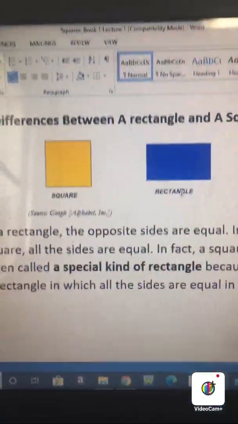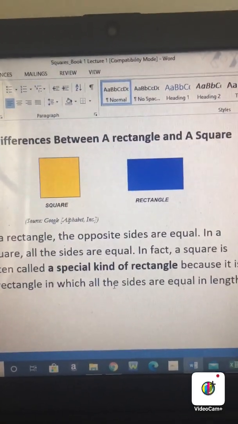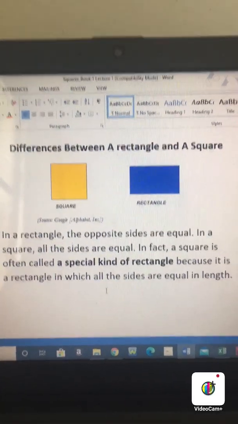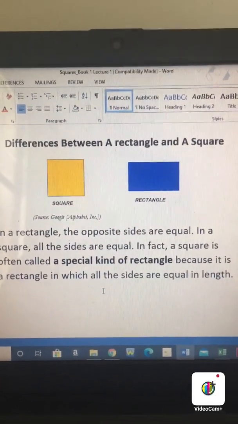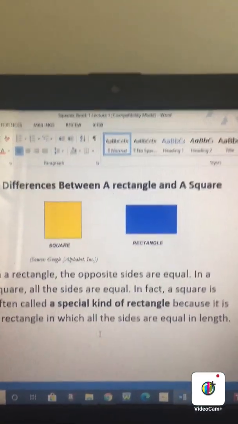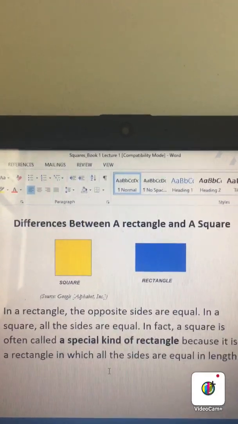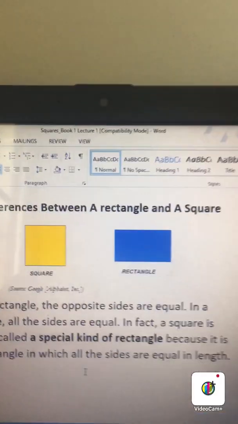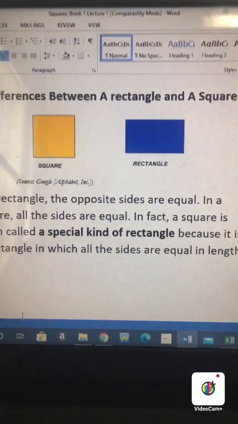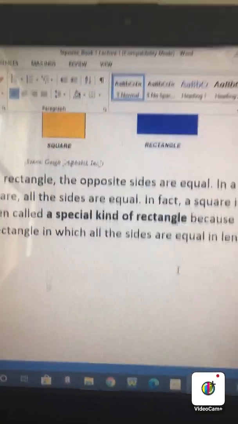As a matter of fact, sometimes we say that a square is a special kind of rectangle. Why? Because a square is a rectangle that has all the sides equal in length. See? That is the main difference between the two. Okay?